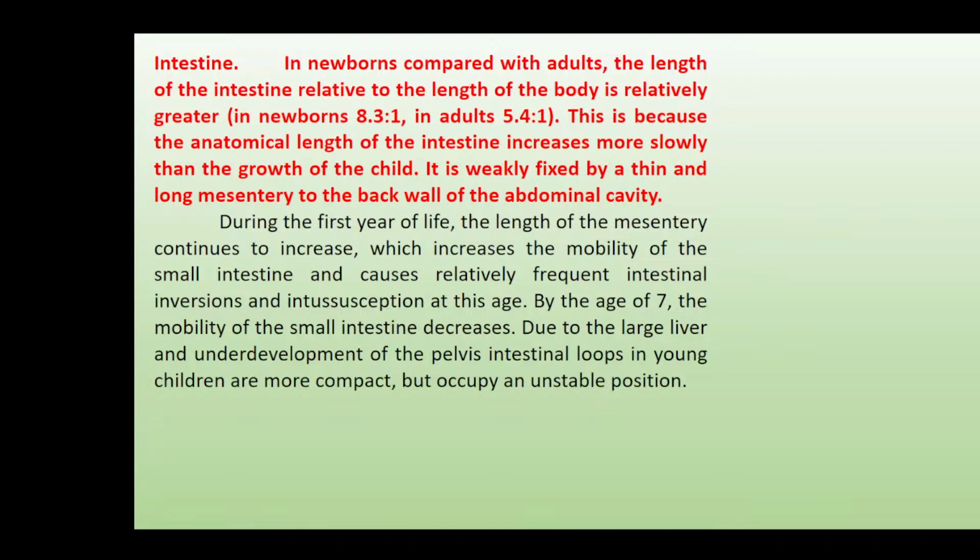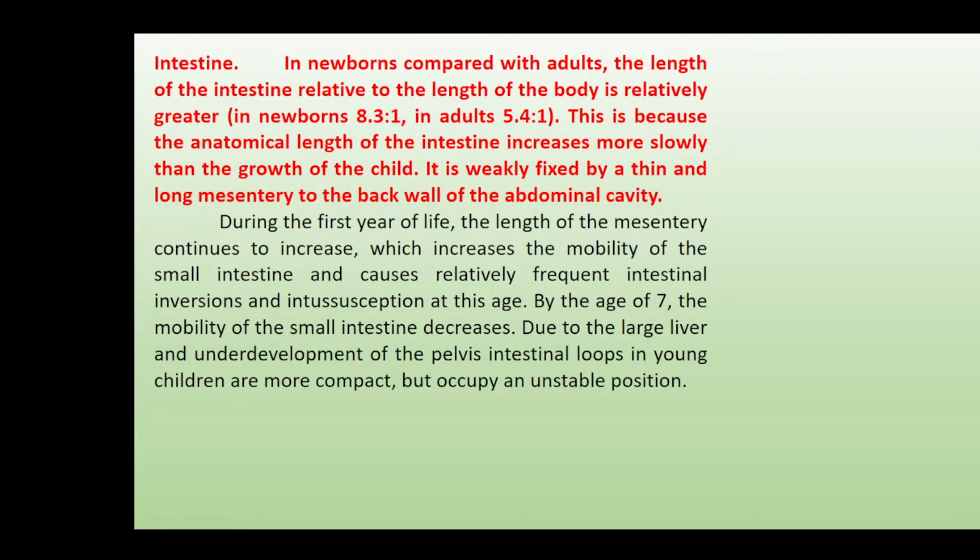Intestine. In the newborn, compared with the adult, the length of the intestine relative to the length of the body is relatively greater. In the newborn, 8.3 to 1. In the adult, only 5.4 to 1. It is because the anatomical length of the intestine increases more slowly than the growth of the child.